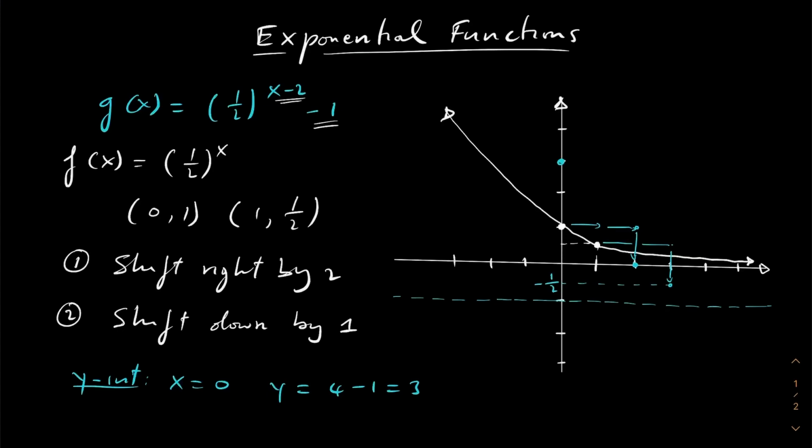And so connecting all these points, keeping in mind the general shape of an exponential function and the fact that y equals -1 is my horizontal asymptote, I will get the draft of g of x and I will be done.